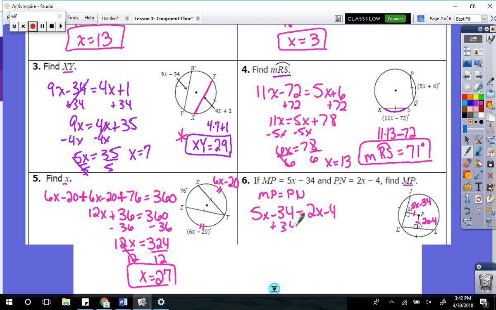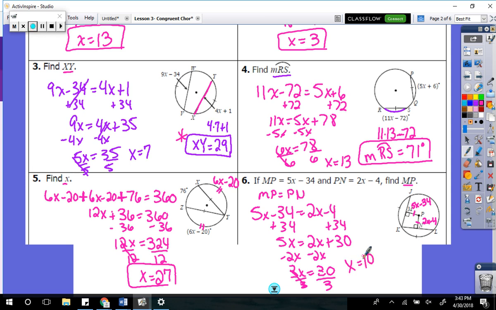Add 34. 5x is equal to 2x plus 30. Minus 2x. 3x is equal to 30. Divide by 3. Sorry guys, and that's moved over. X is equal to 10.